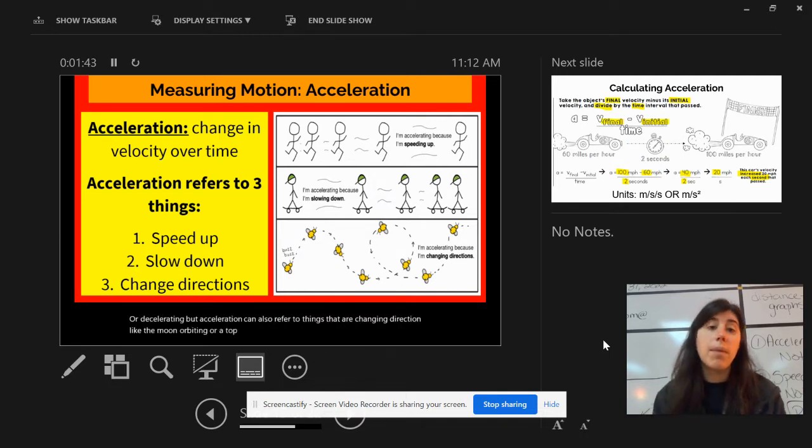But acceleration can also refer to things that are changing direction, like the moon orbiting or a top spinning round and round. It might not be changing speeds, but because it's changing direction, it is experiencing a change in velocity, or accelerating. So that's going to be the hardest part with acceleration: remembering that acceleration doesn't just mean to speed up, but it does mean to speed up, slow down, or change directions. Okay?